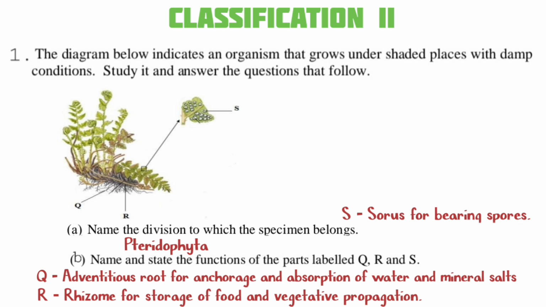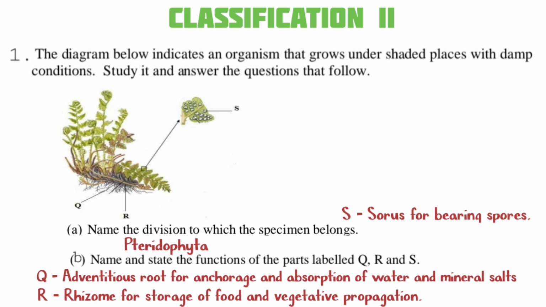A sorus is a group of sporangia, okay? Now, sporangia are structures that produce and contain spores. So spores are found within the sporangia. Actually, they're produced in the sporangia. They're stored there until mature. Now, when you have groups of sporangia, that is what a sorus is. So these are usually found on the underside of the leaf, on the lower surface of the leaf.